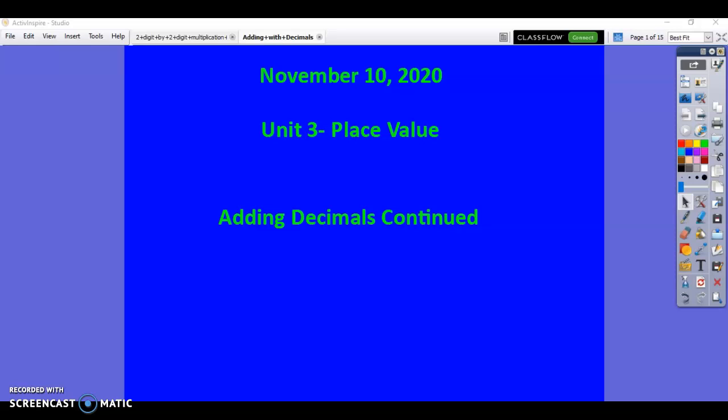As you know, we are continuing on with our Unit 3 place value, and today we are going to continue practicing adding decimals. So in your journal, just find yourself a new clean page, and if you want, write the title Adding Decimals Continued. We are going to continue those notes today.